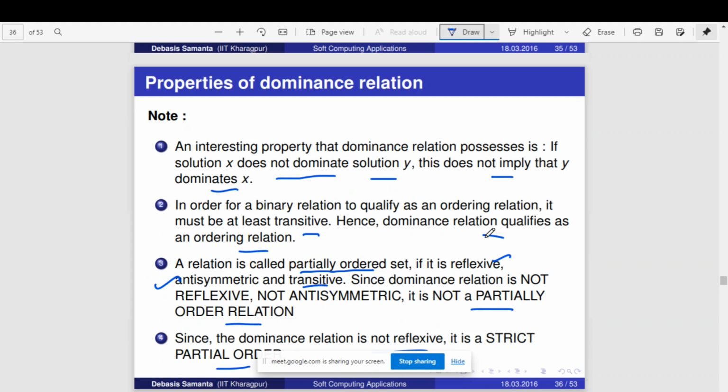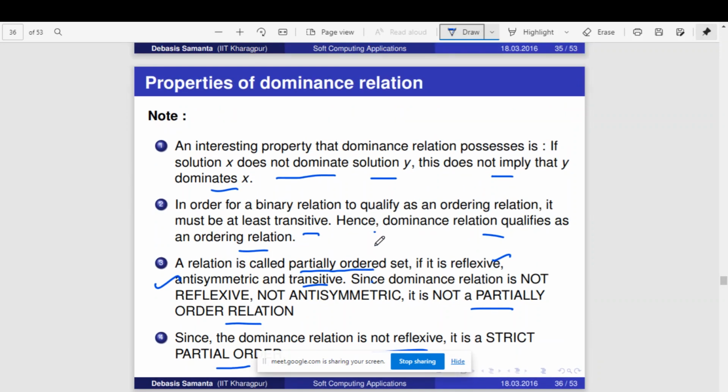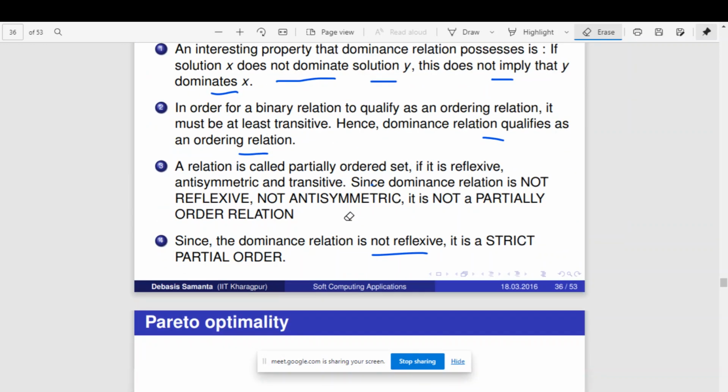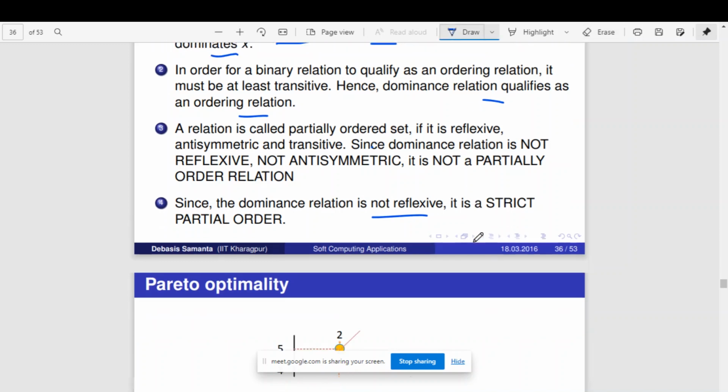Okay. So a relation is a partially ordered set if it is reflexive, antisymmetric, and transitive. Out of these three things, dominance relation satisfies which condition? It satisfies only transitive. So it cannot be called a partially ordered set. And also it is not reflexive. If something is not reflexive, it is called a strict partial order. So dominance relation also comes under this category. It is strictly partial ordered.